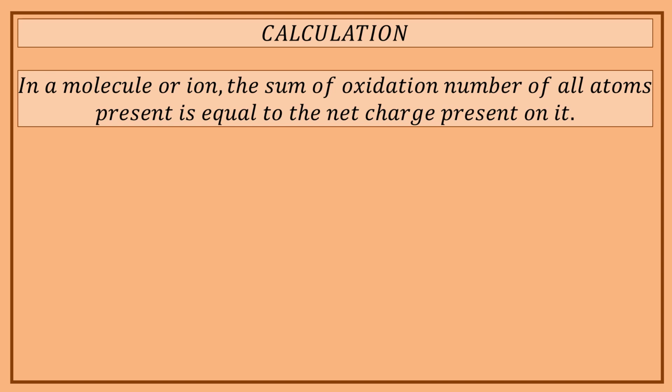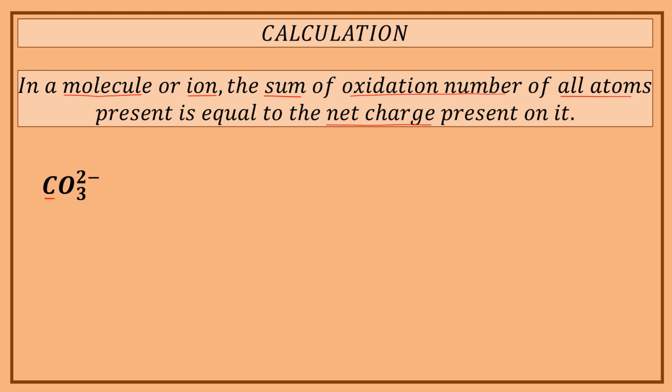To calculate the oxidation state of an atom in a molecule or ion, the sum of oxidation numbers of all the atoms present in that particular molecule or ion should be equal to the net charge present over it. We should use this final rule in order to calculate the oxidation number of an atom that is unknown to us. Okay, so let me apply this rule for calculating the oxidation state of carbon atom in the carbonate ion.